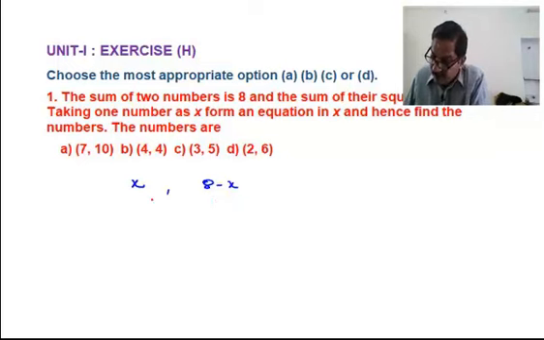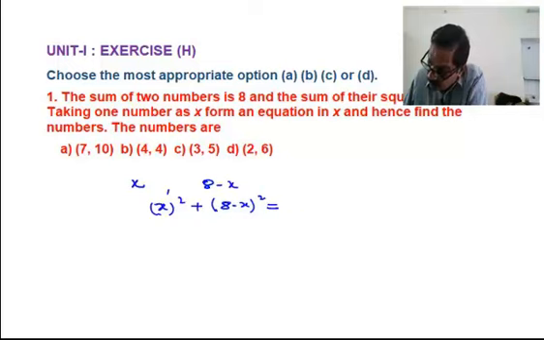Now, according to the question, the sum of their squares is 34. Means if I form the equation, it will be x square plus (8 minus x) square, and this is equal to 34. This will be my equation. Sum of the squares of those numbers is 34, so x square plus (8 minus x) whole square will be equal to 34.